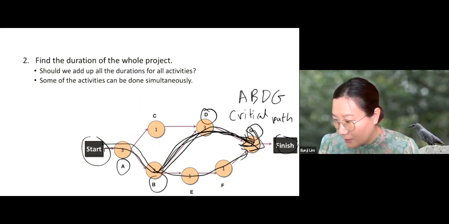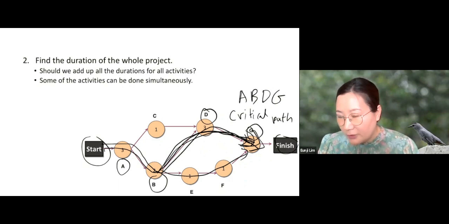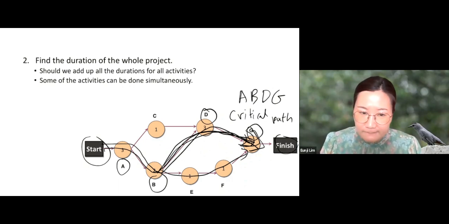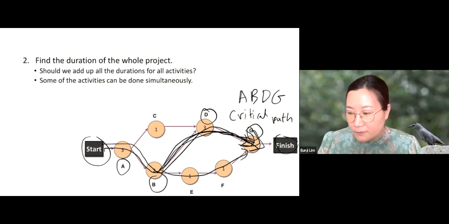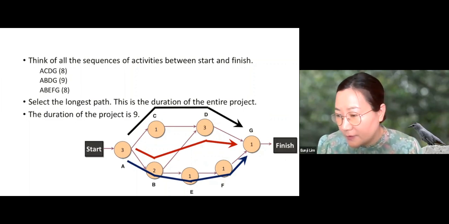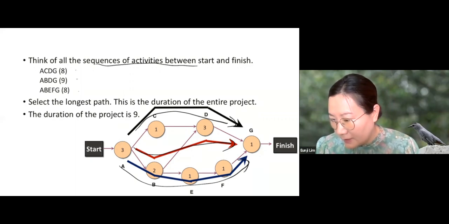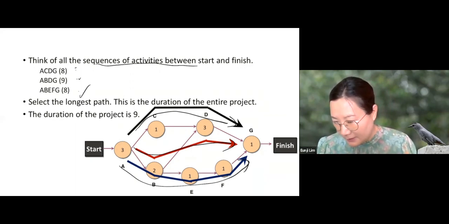A, B, D, G are the critical activities. Why do we call these the critical activities? Because if we delay any of these, then the entire project will be delayed. So let's summarize what we discussed so far. We'll have to think of all the sequences of activities from the start to the finish node. There's one path, another path, and compute the duration of each path, 8 months, 9 months, and 8 months, and select the longest path. That's the duration of the entire project. So the duration of the project is 9 months.